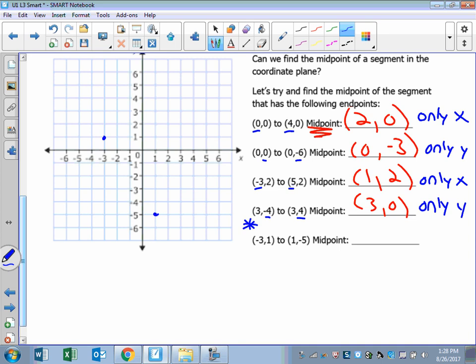For the last one, with the diagonal, we're having both change, which is why it's a diagonal line. When an x and y changes, it's not going to be vertical or horizontal, it's going to be diagonal. But we can apply the same principles that we used to figure it out. When the x was changing, we just found halfway between the x's. So we can do the same thing here. And when the y was changing, we just found halfway between y.